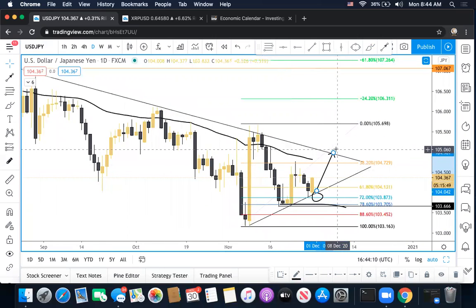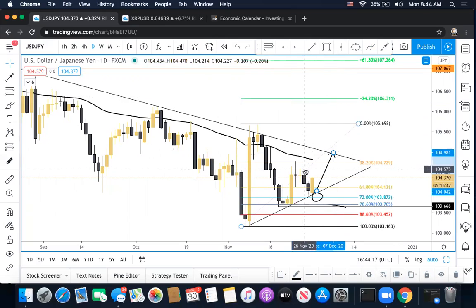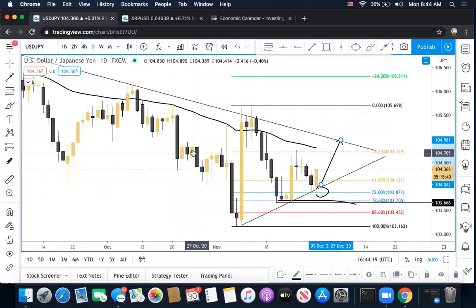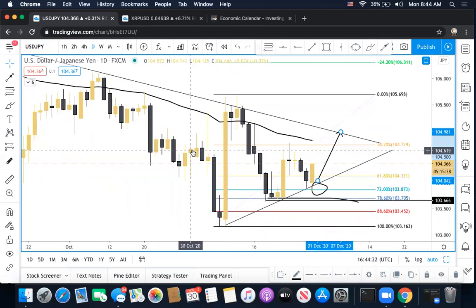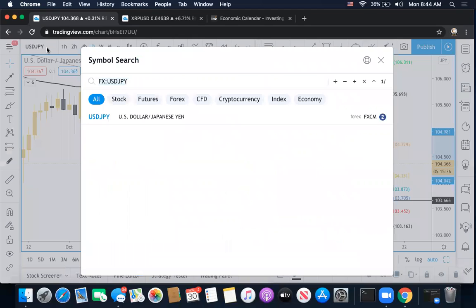If we break above the trend line, then of course we're coming to meet these highs, but we possibly come up to this 106 and negative 24 TP. So yeah, right now I'm more so bullish on USDJPY also.